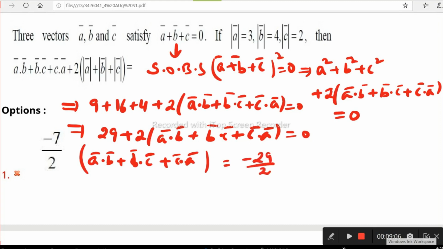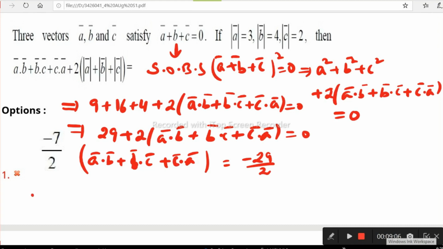Okay, now we want this result first. This one we can collect from A plus B plus C is a 0 vector. From that, squaring on both sides, we get the result for A dot B plus B dot C plus C dot A. We need this because the result asked here has A dot B plus B dot C plus C dot A, so we did this.